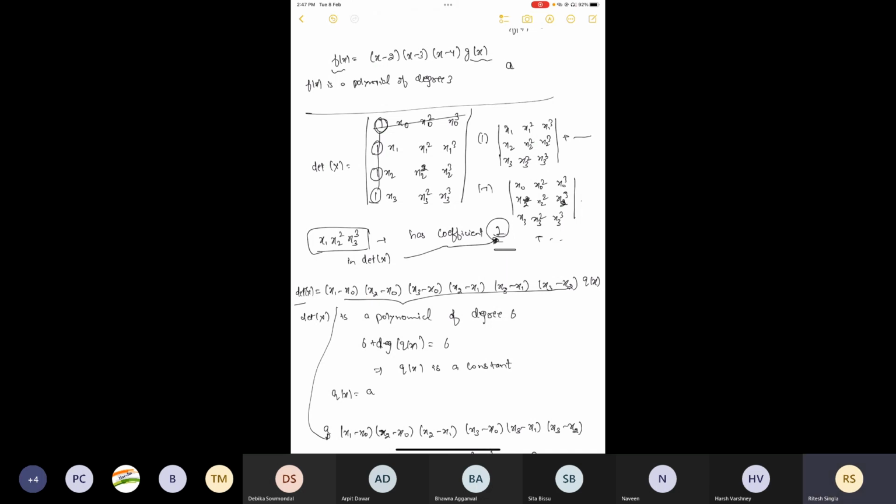Now again, if I expand it along first row, first column, then you will get x1 times x2 square times x3 cube, of course minus x3 square, x2 cube, but we are not very concerned. I am concerned about just this coefficient at present. It will be 1.